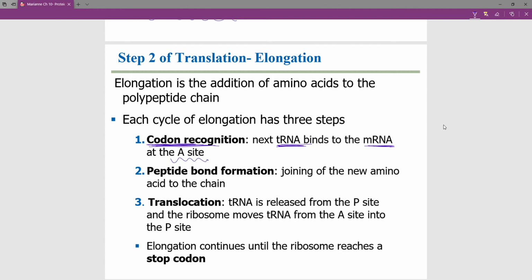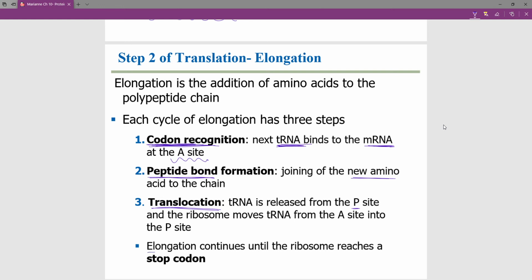And when we have two transfer RNAs beside each other, one in the P site and one in the A site, now we have the possibility of peptide bond formation. That is the joining of the new amino acid to the chain. After we have the peptide bond formation, everybody moves one to the left, that translocation. So the tRNA is released from the P site, and what was in the A site now moves into the P site. So it's kind of like a little machine that chugs along, moving the transfer RNA molecules out of the way when they've given up their amino acid to that growing polypeptide.